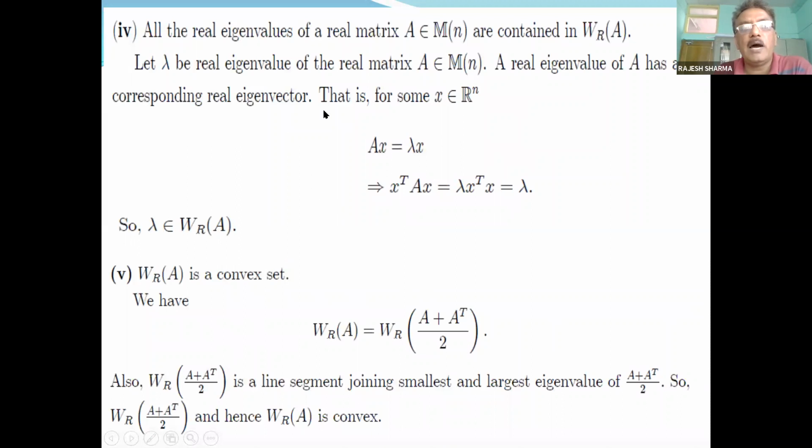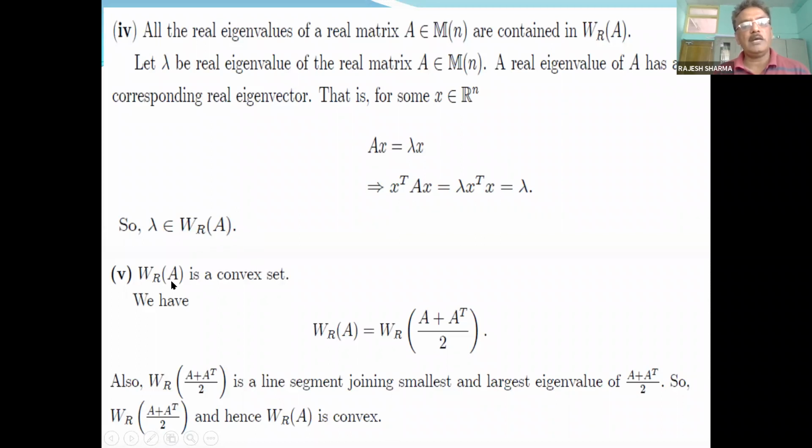Also, all the real eigenvalues of a real matrix A are contained in WR(A). Why? If an eigenvalue is real and the matrix is real, then there always exists a real eigenvector. So Ax is equal to lambda x. Take x transpose Ax, which is lambda x transpose x. This comes out to be lambda. So lambda belongs to the real numerical range of A.